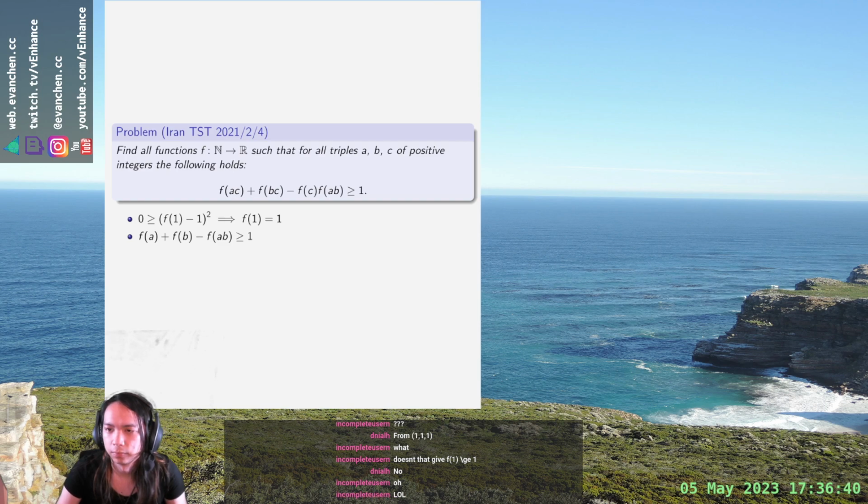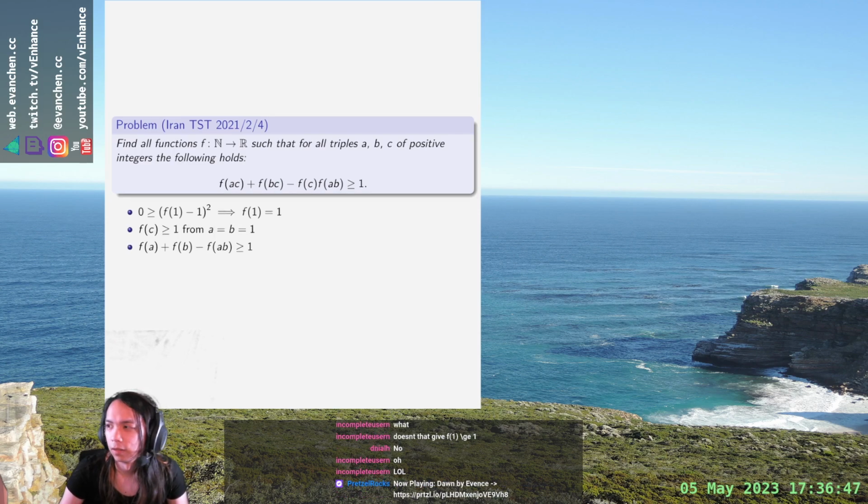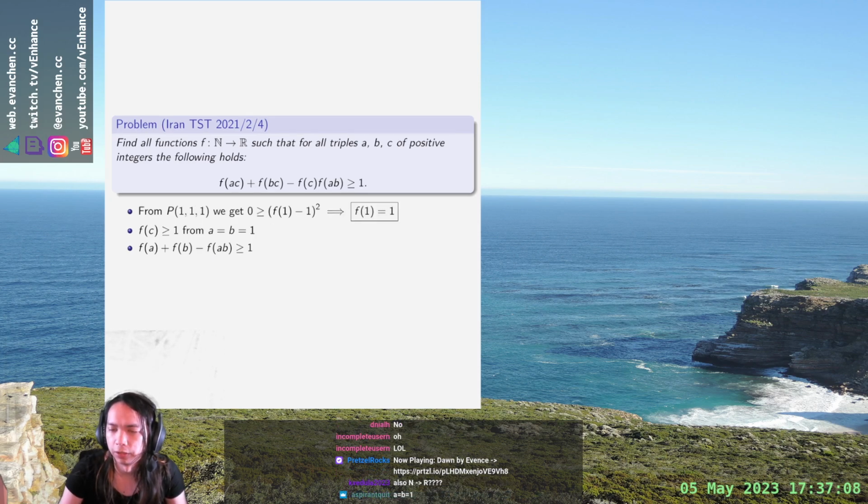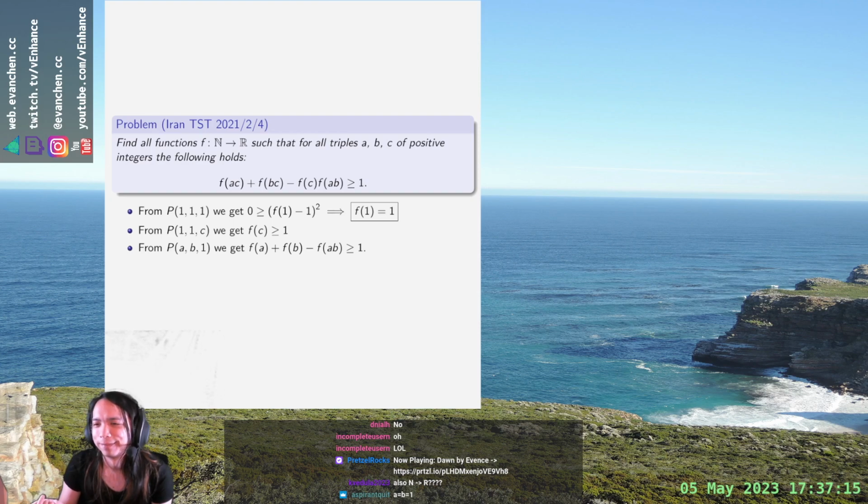Okay. Yeah, so when you plug in all ones, you get a certain square is non-positive, which is good, and that gives you f(1) equals 1. Let me just use the P notation so that people know what I'm plugging in. From P(1,1,c) we get... From P(a,b,1) we get... Okay, so all of the values are at least 1. Sorry, did I flip it? No, that's right.